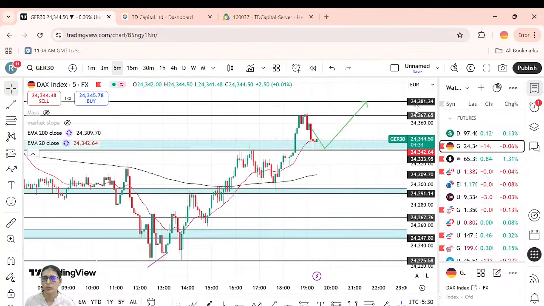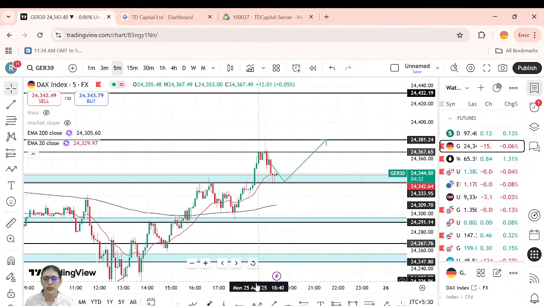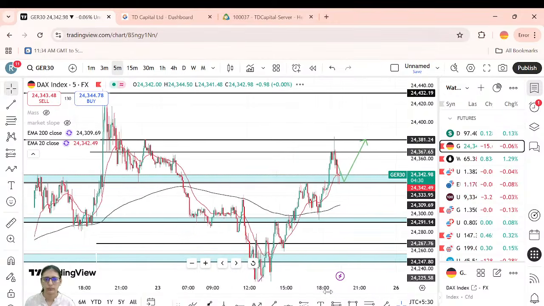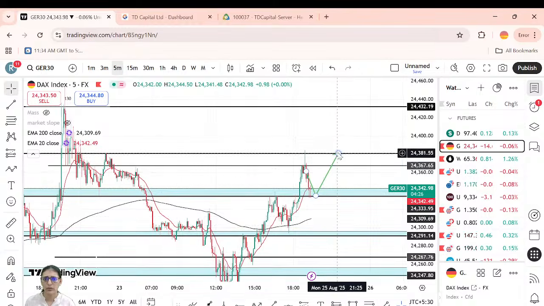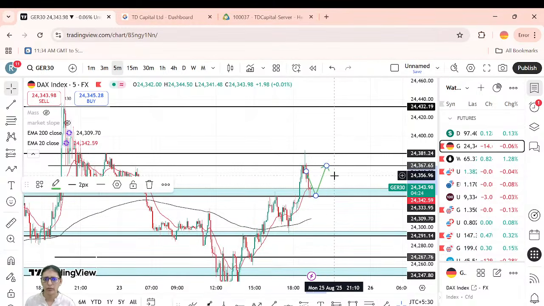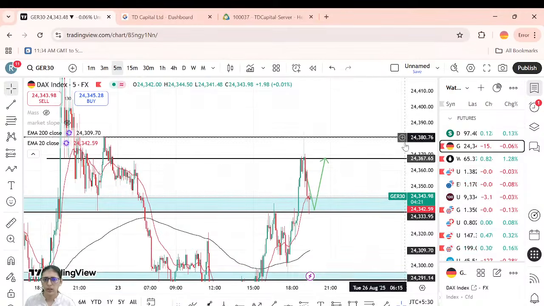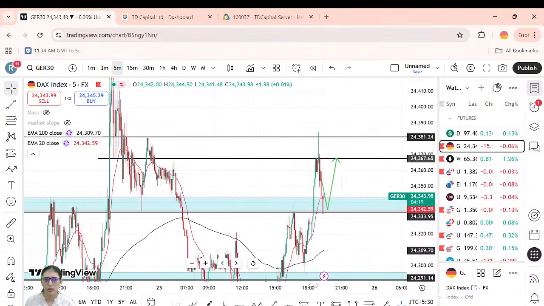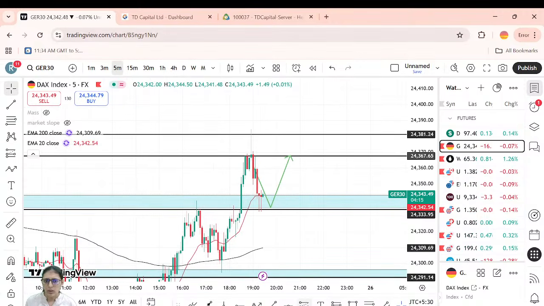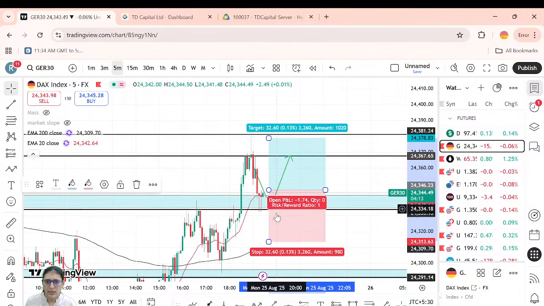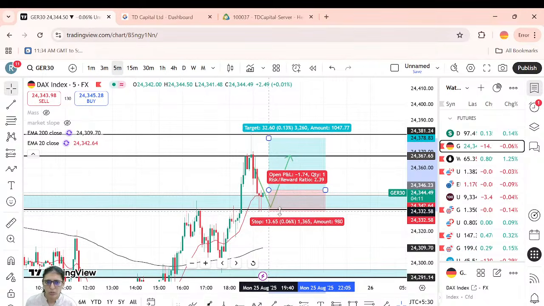Now coming on to German 30. Yes, this is a good area for a buy scalp. Just keep the target till here. If there is a breakout of this, let us see what will be our risk if we make an entry here. This has to be our SL.